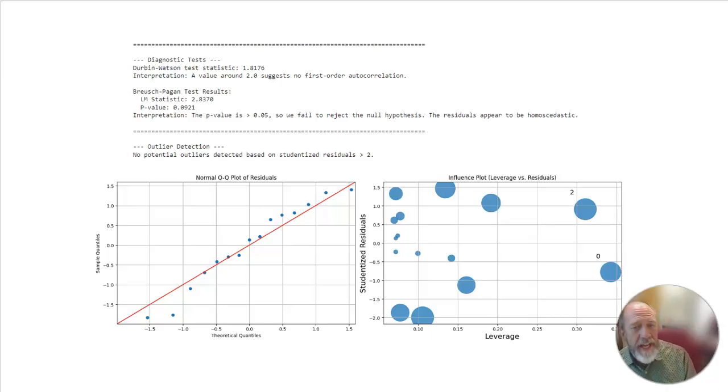We've gone ahead and gotten rid of that null hypothesis. We've basically said we're rejecting the null hypothesis, so there is definitely a relationship there. And the residuals appear to be homoscedastic, which I defined in the last lecture, so I'm just going to keep going because I'm trying to make this short.